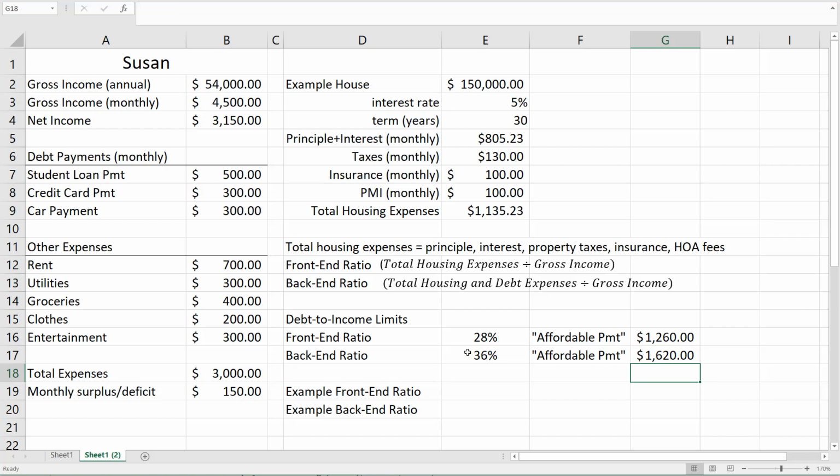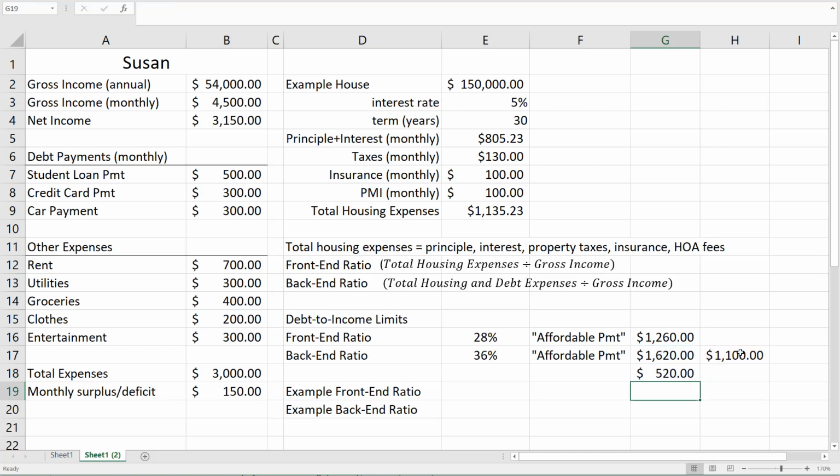It looks like that makes the house more affordable, but what we have to consider is that we have to subtract out, because it includes all debt payments, those debt payments to see what the total housing expenses would be that she can afford. So total debt payment is going to be $1,100 a month. So let's say 1,620 minus the $1,100 a month for the other debt expenses.